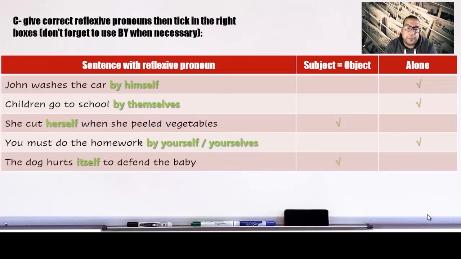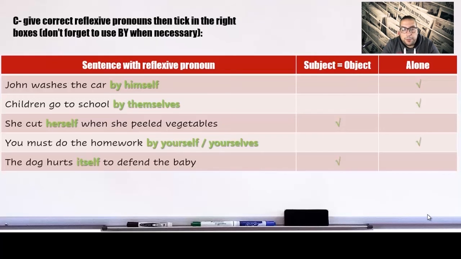The dog hurts itself. Why do we have itself? Because the dog, of course, is an animal. That's why we say itself. To defend the baby. So, it's clear that the dog hurt what? Hurt the dog. Hurt itself. That's why we tick in the first box, which is subject equals object.